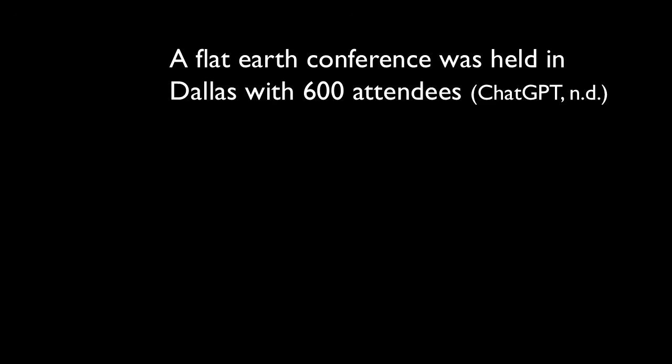Your academic dean or program manager will require you to disclose if you used ChatGPT in an assignment. That's transparency, and that is good. But do not write something like this: "A Flat Earth conference was held in Dallas with 600 attendees. Source: ChatGPT, no date." No, ChatGPT is not a source. You wouldn't cite Google, right? You cite the book or article that Google found for you.